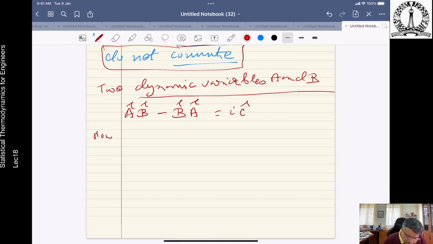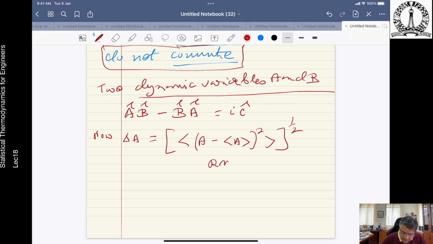Now, delta A is equal to some kind of an RMS deviation. It is the dynamic variable minus the average of that particular dynamic variable, squared, then you take the average, and then you take the square root of that. This is the RMS deviation.